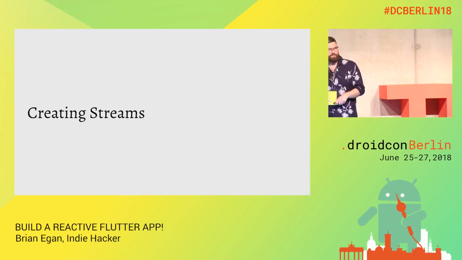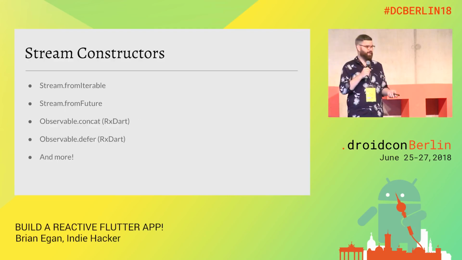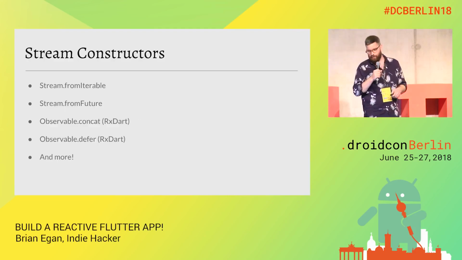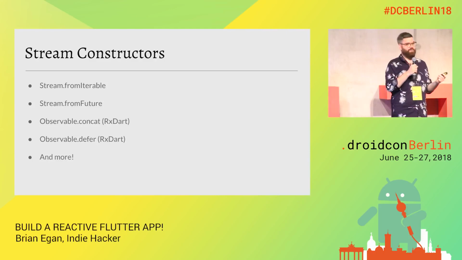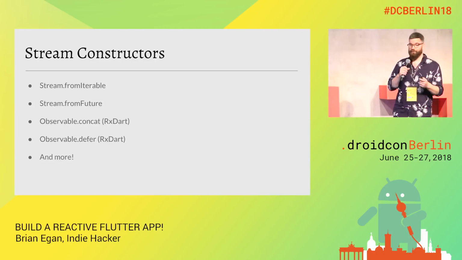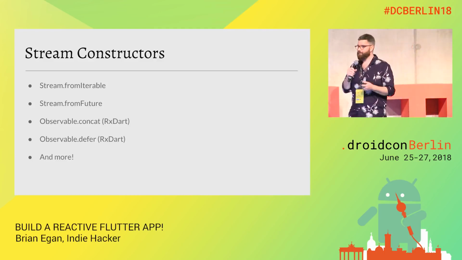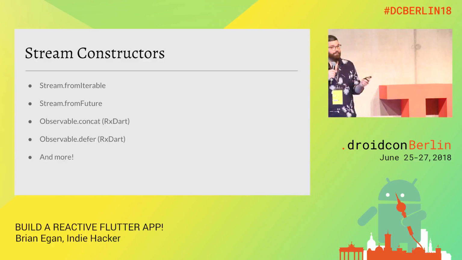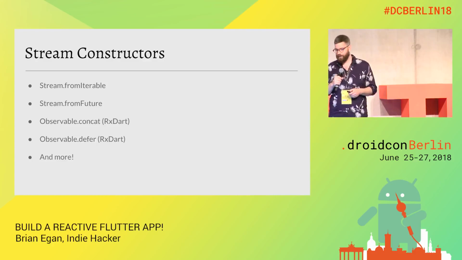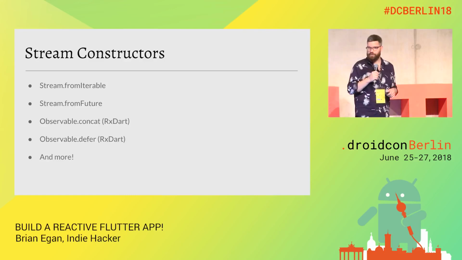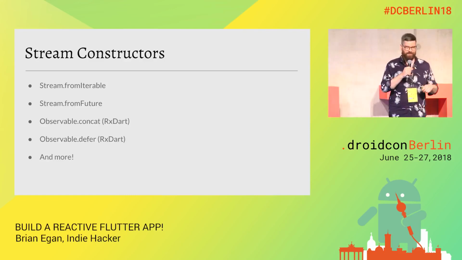You can also create streams in a few different ways. You have your stream constructors. This is if you want to create a stream from an iterable or a future, which is a nice async primitive that's also baked into Dart. If you want to get more advanced, you can do concatenation or deferring streams with RxDart. There are quite a few other operators and constructors that are useful, but this is just to give you a sample.